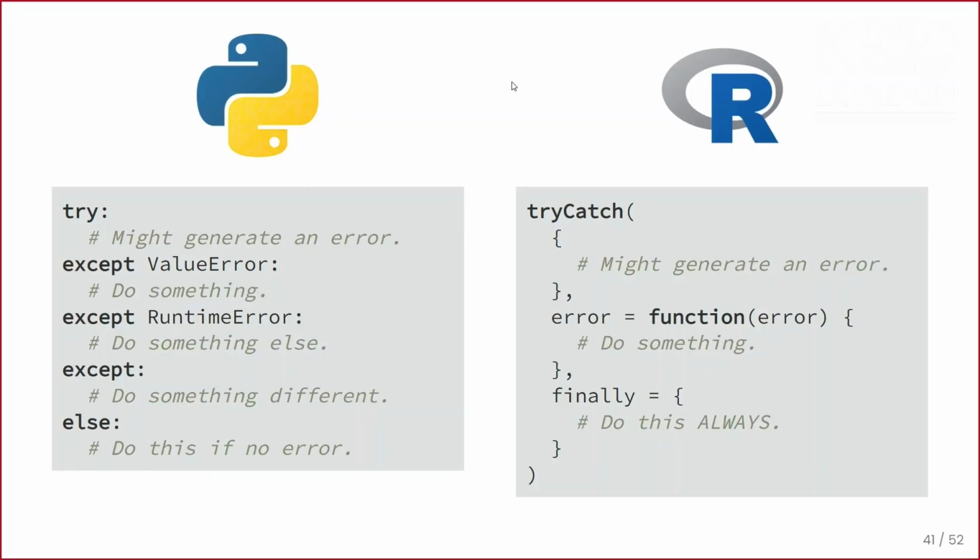Now, I mentioned before that I really like Python. One of the things I like most about Python is the flexibility that you have in handling errors and exceptions. Not so much in R. I always get a bit frustrated with try and try-catch.